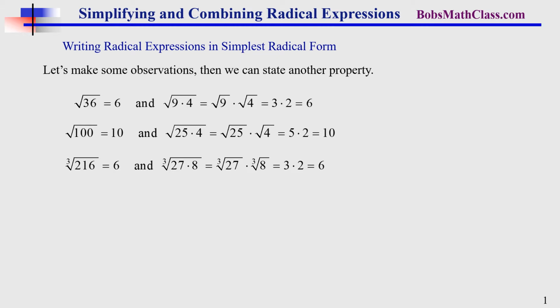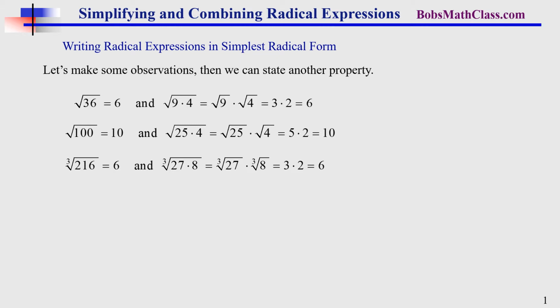So what we're doing here is we're trying to say that we could rewrite the square root of a radicand into two separate square roots. Square root of 100 is 10. We could separate that into the square root of 25 times the square root of 4. The square root of 25 is 5, and the square root of 4 is 2. 5 times 2 is 10.